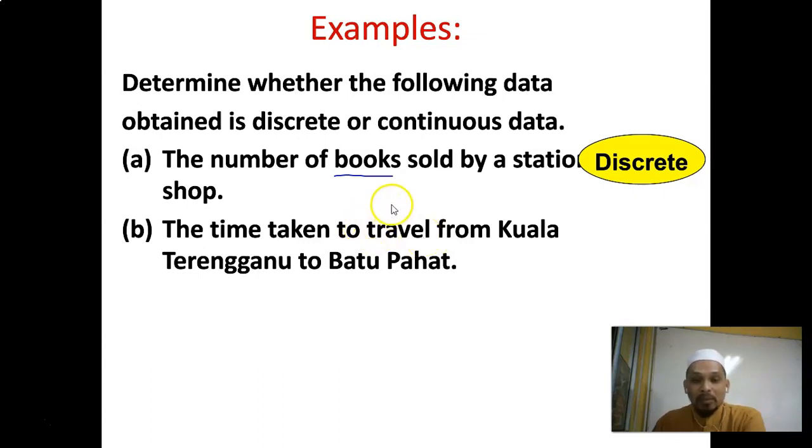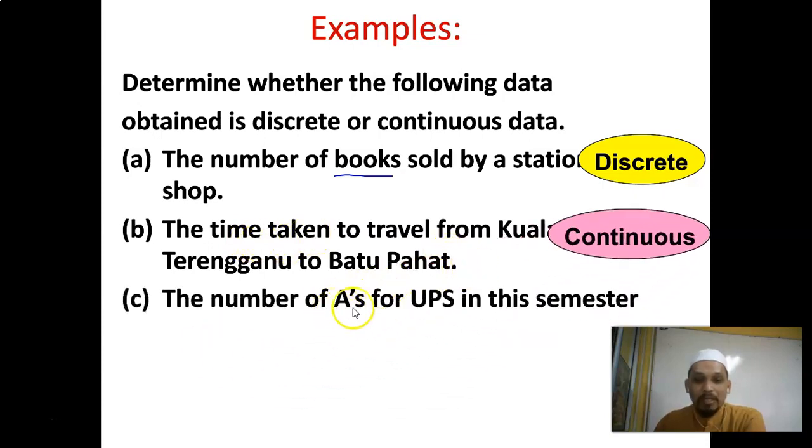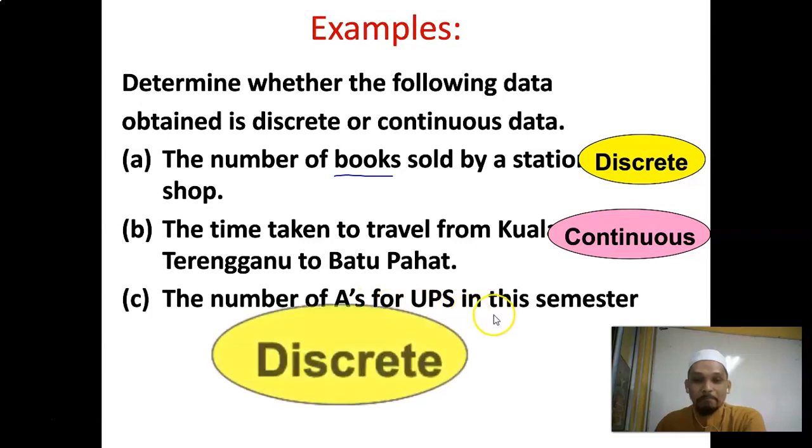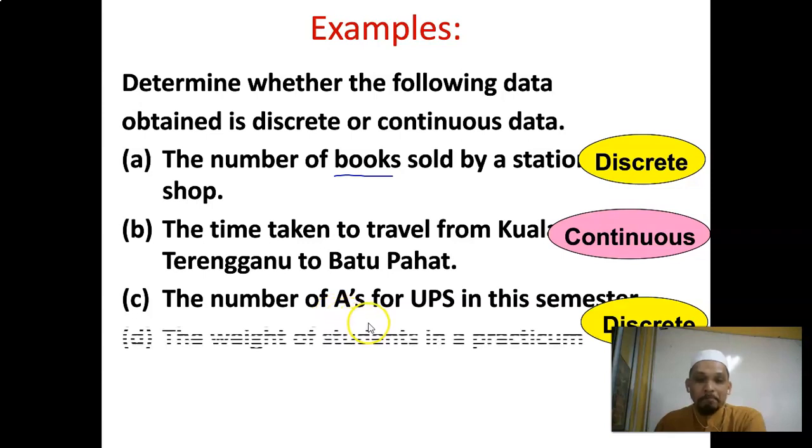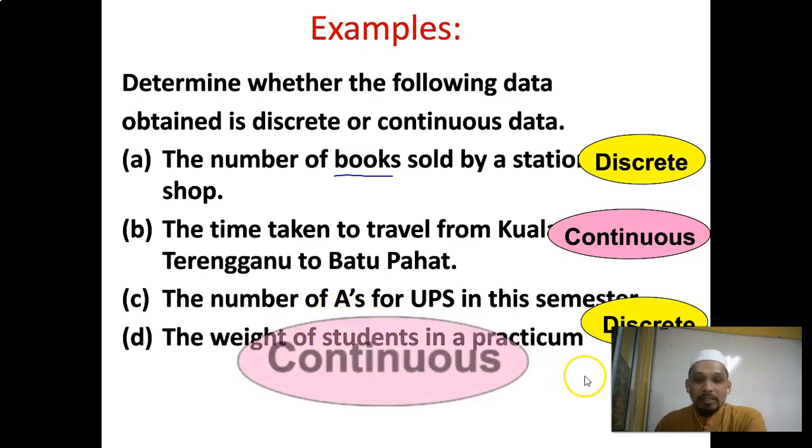But then we know it could be 2 hours and 35 minutes, 3 hours and 14 minutes and 35 seconds, or 5 hours, 38 minutes and 14 seconds. So this one for time is continuous. The number of A's in this semester is discrete. Okay, the number of students getting A. The weight of a student in practicum is continuous.